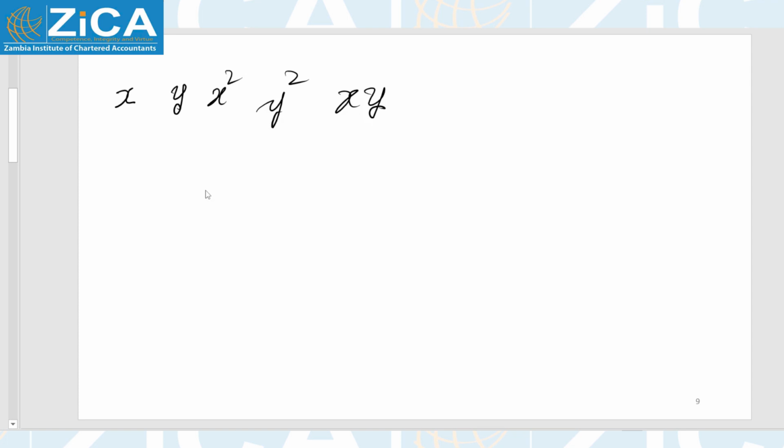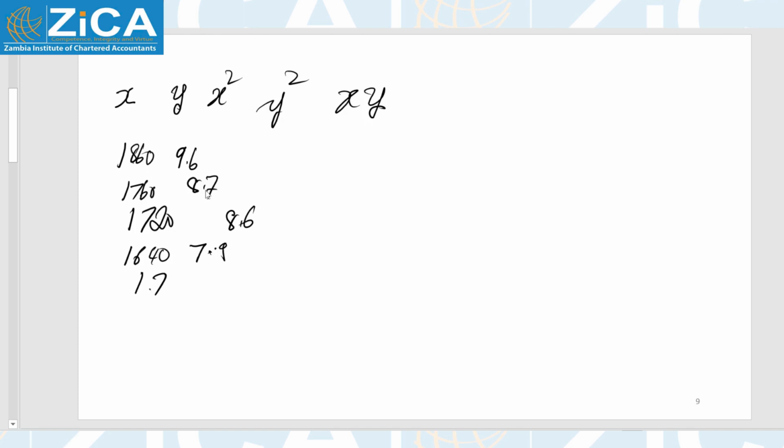You have got your x here, which is 1860. You have got your y there, which is 9.6. You have got your 1760, 8.7, 1720, you have got your 8.6. We have 1640 again, that 1640 maps to 7.9. We have 1700, which maps into 8.2.